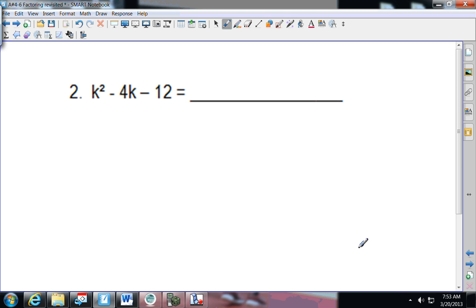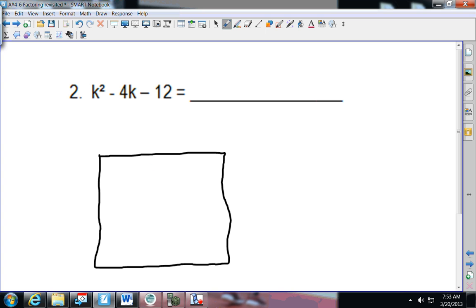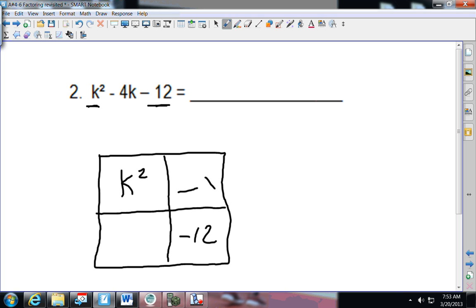Number 2. As we go through and draw our box, it has 3 terms. I'm not missing any middle term for a difference of squares. Up in the upper left-hand corner is the first term, which is k squared. The bottom is negative 12. We have something k, something k.